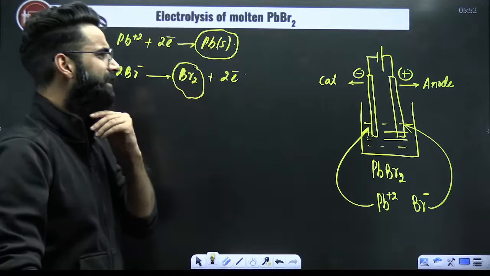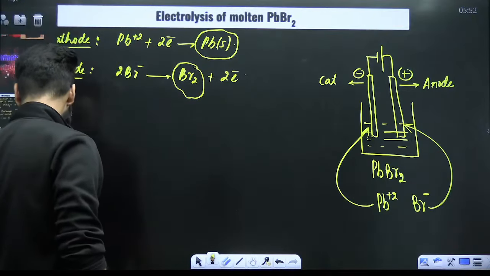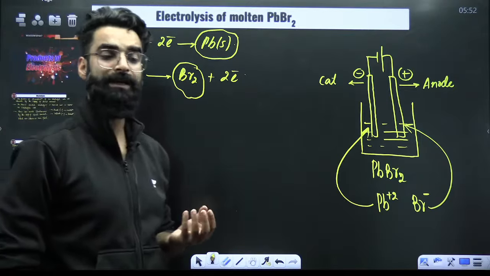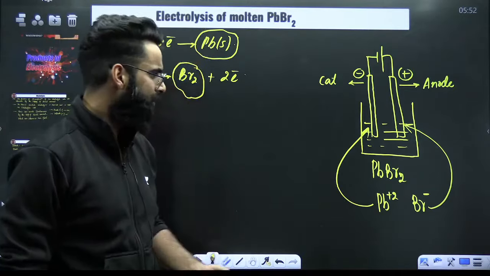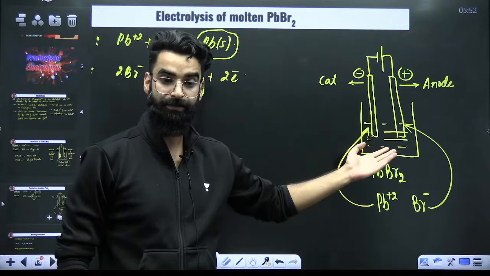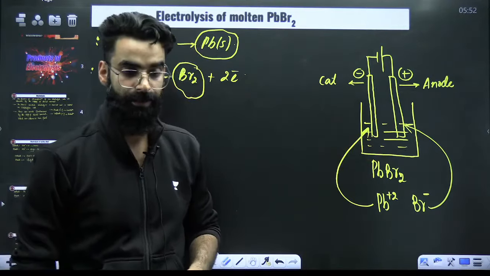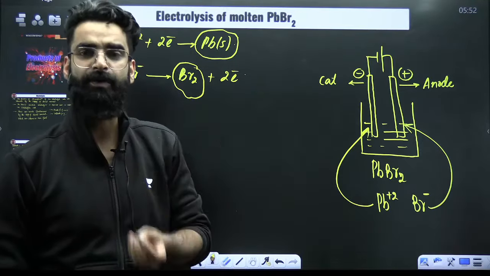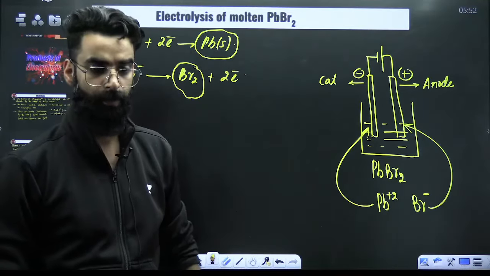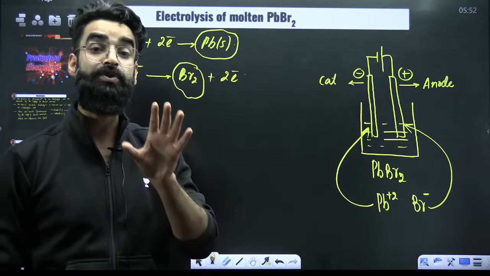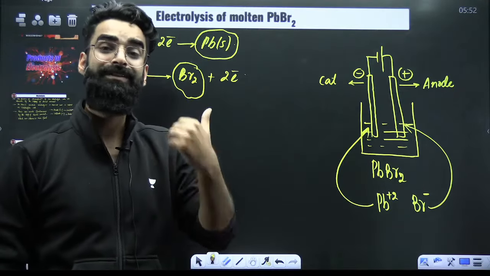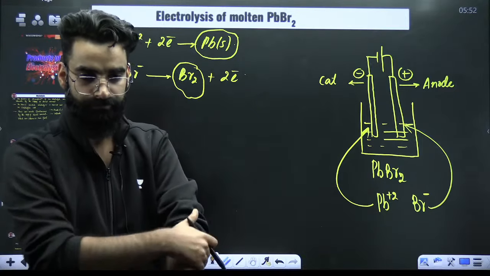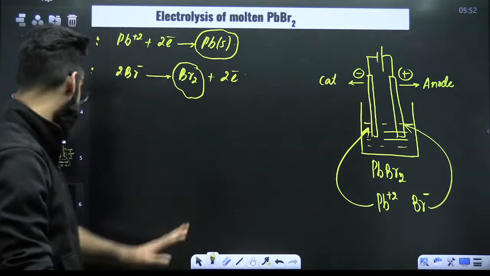Now, my dear students, there comes a point. Since I've told you how to do the electrolysis of molten electrolytes, now you can keep the electrolyte in aqueous form as well. What about aqueous NaCl? What about the electrolysis of aqueous CuSO4? What about the electrolysis of aqueous PbBr2? There are a few things which you need to know before going into the details of the electrolysis of aqueous electrolytes. Okay, let's try to understand in a simple way.